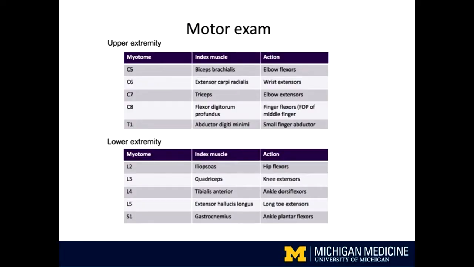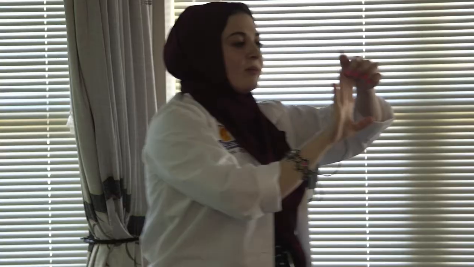Motor exam is super simple. You've got your C5 to T1 in the upper, and then your L2 to S1 in the lowers. They're what you'd expect: your elbow flexors, wrist extensors, and elbow extensors. The ones you probably don't know are C8 and T1. C8 is your flexor digitorum profundus, which is literally just this finger flexor. And then your T1 is abductor digiti minimi.